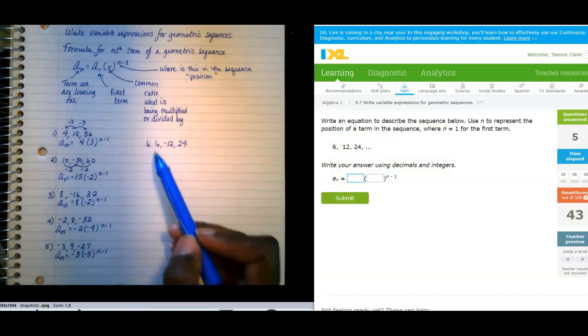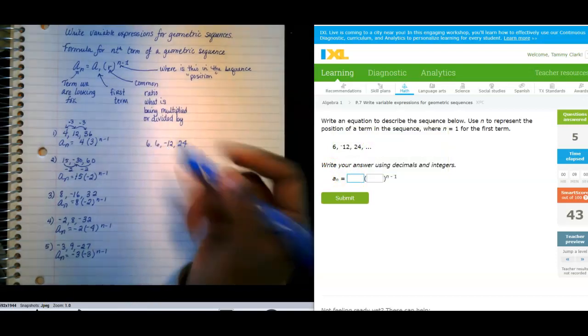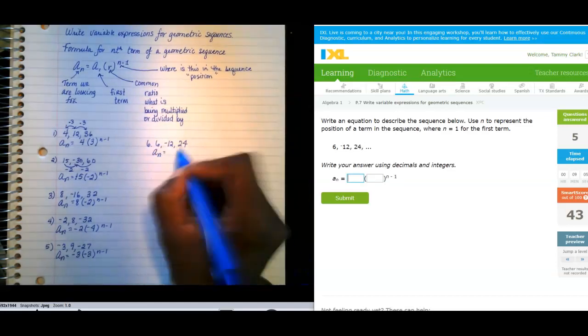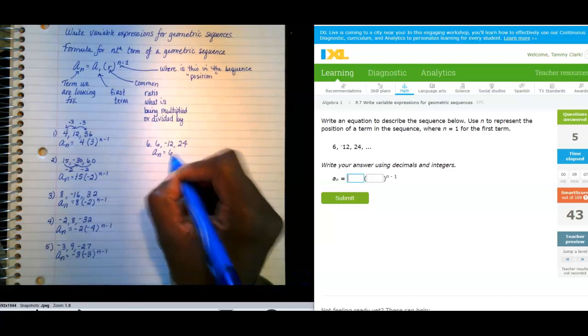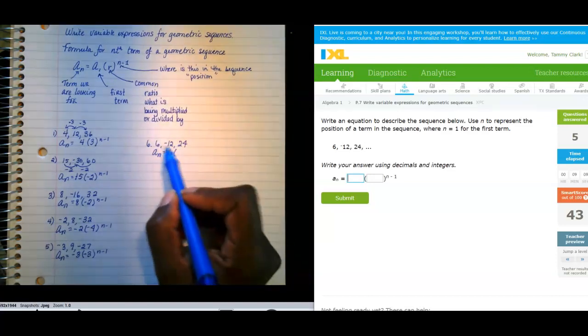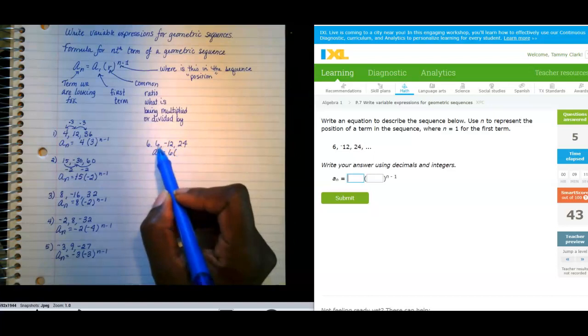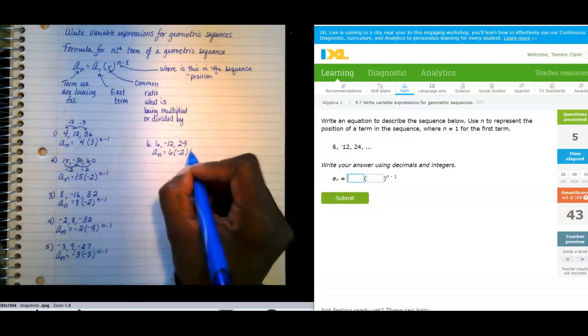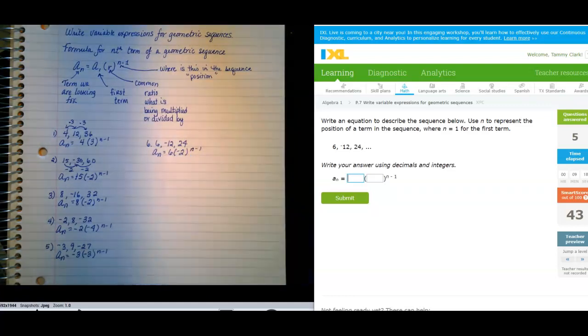Alright, on this one we've got 6, negative 12, positive 24. So we've got a sub n, or the term we're looking for, would be equal to our first term times our common ratio. So the 6 to negative 12 would be negative 2 again, raised to the n minus 1 power.